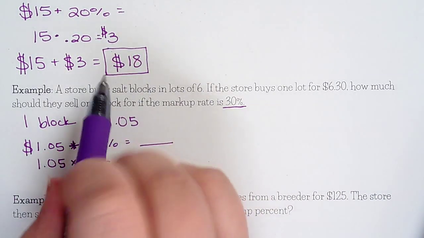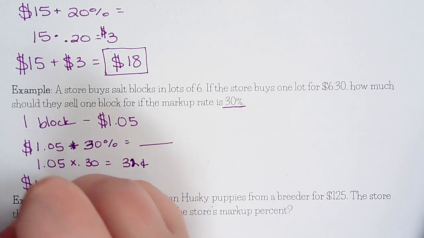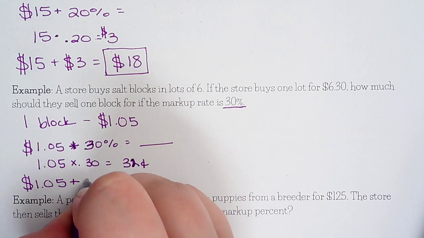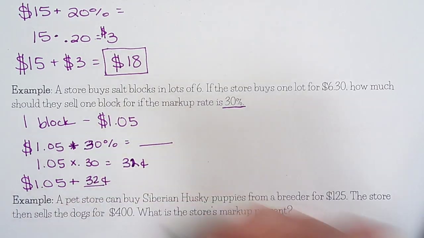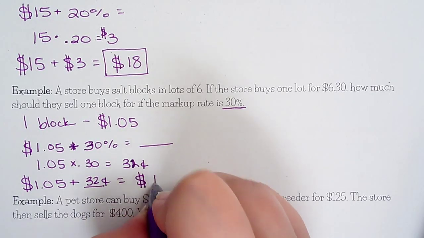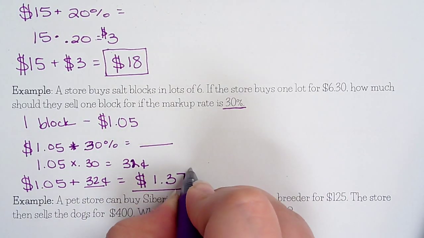So if I go back to my original formula, I'm going to say the original price, $1.05, plus my 30% markup of 32 cents, is going to equal my final price of $1.37.